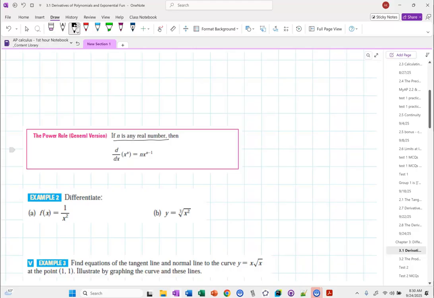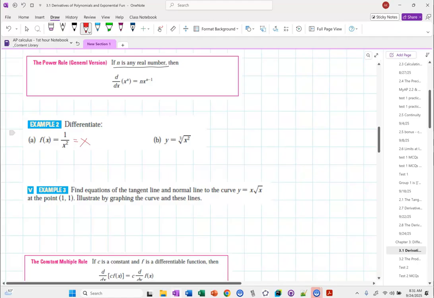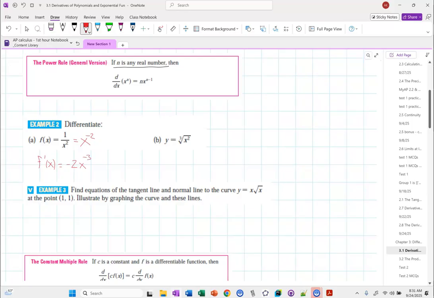So for example, if I want to do the derivative of 1 over x squared, I'm going to want to rewrite this so that it looks like x to the n. How can I rewrite 1 over x squared? x to the negative 2, right? So if I do the derivative of that, I get negative 2x to the negative 3. Or you could rewrite that way. Either answer is fine.